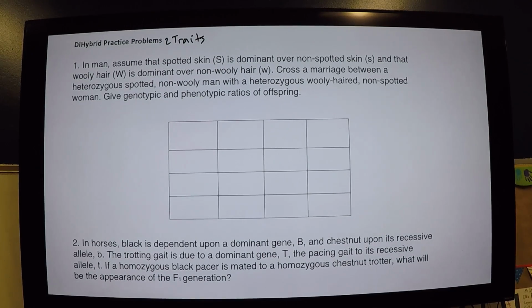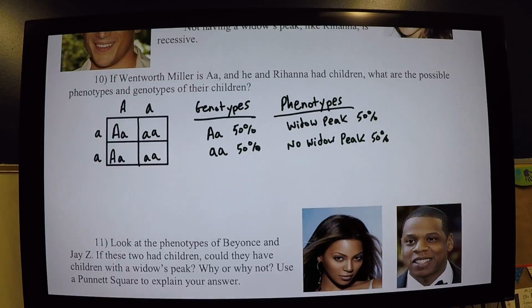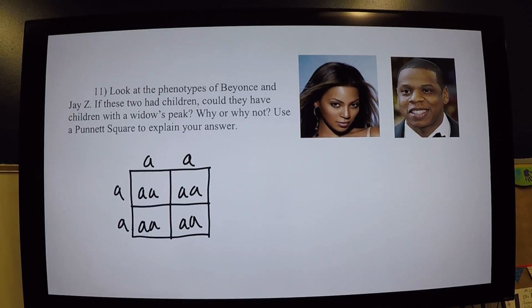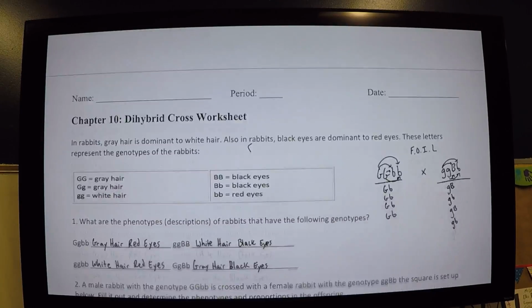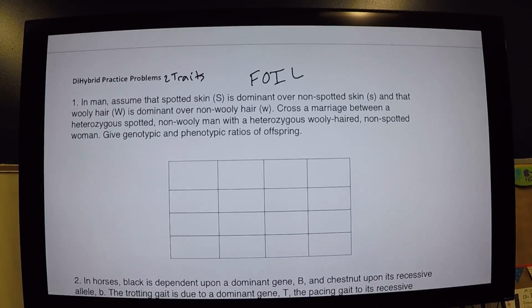You've got to cross these two. So the first thing you've got to do is figure out what's going to go on the tops and the sides. It's a little bit different because earlier we only had to worry about two letter spaces here. There were 4 in total. Now we've got 4 on the top, 4 on the side. That's 16 total different things here.